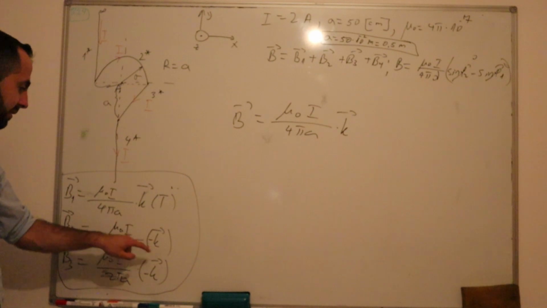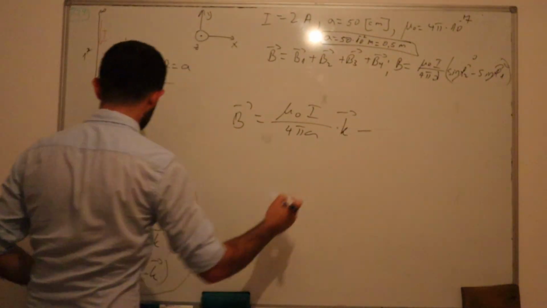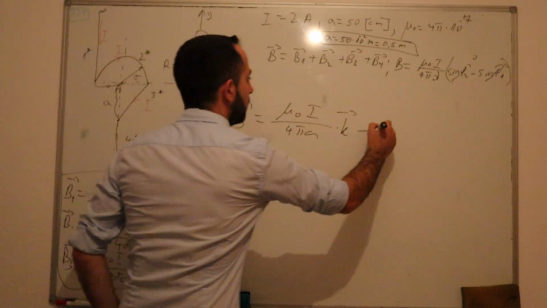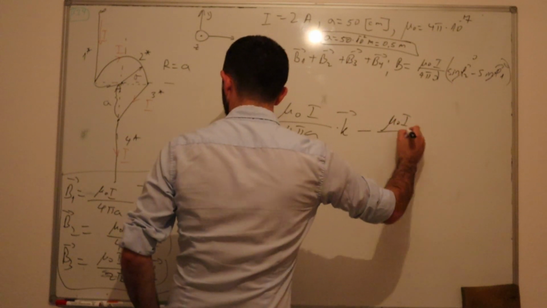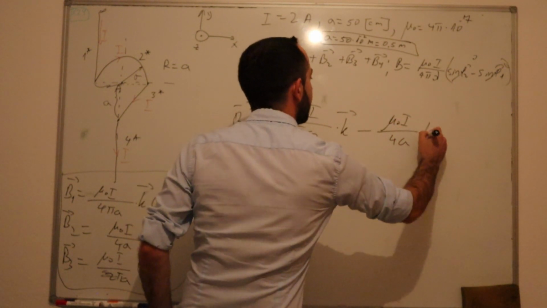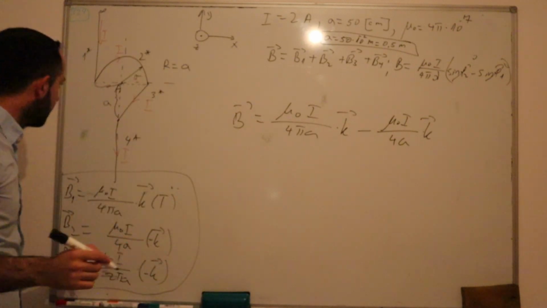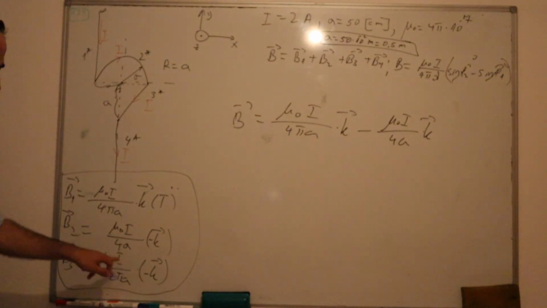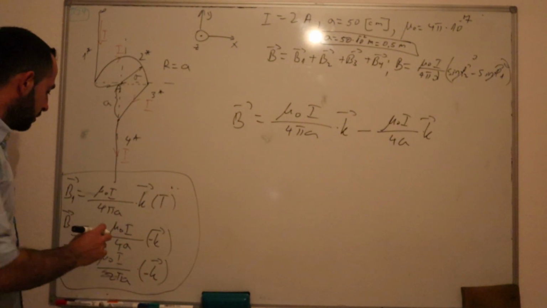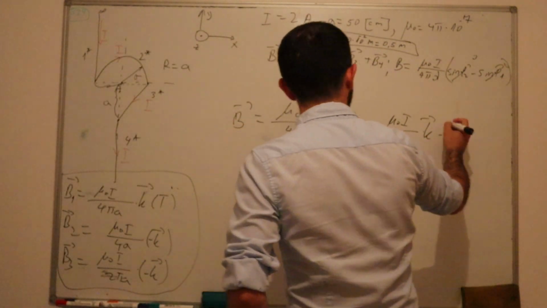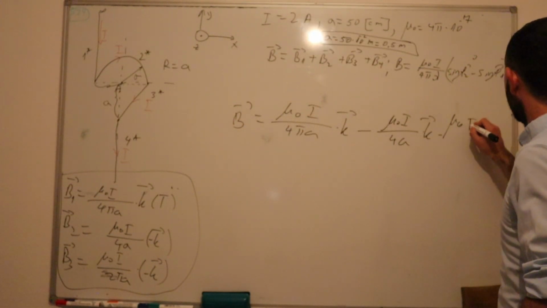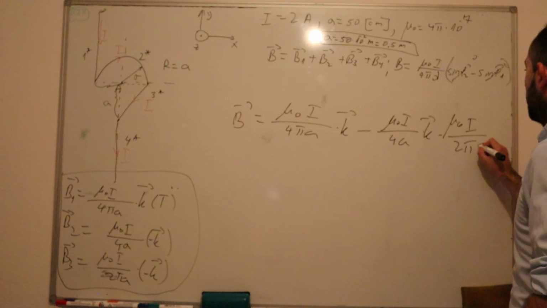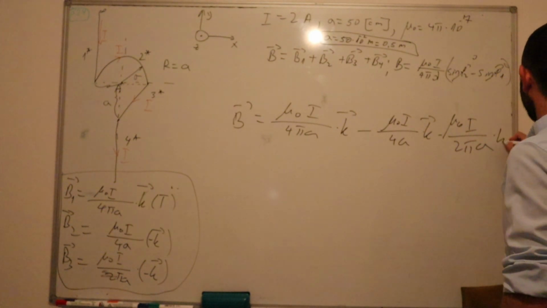This is minus k, so it will be minus mu0 I over 4A times k. And also this one is minus k, so it will be minus mu0 I over 2A times k.